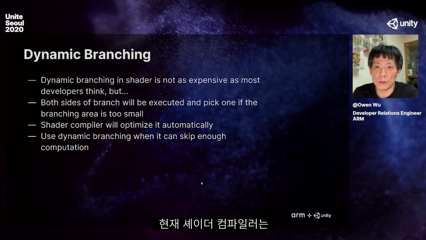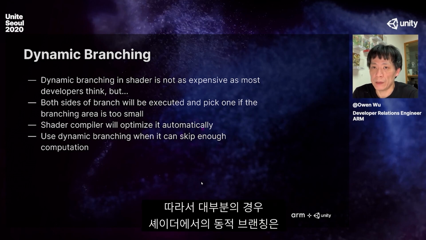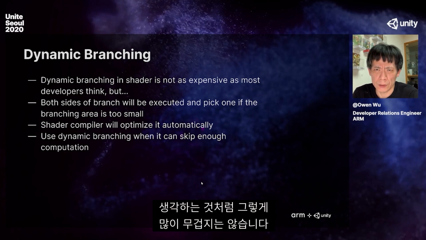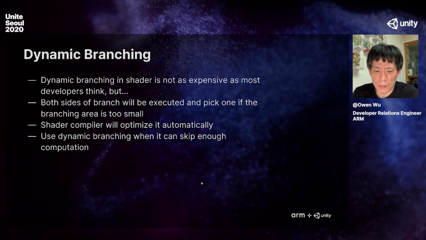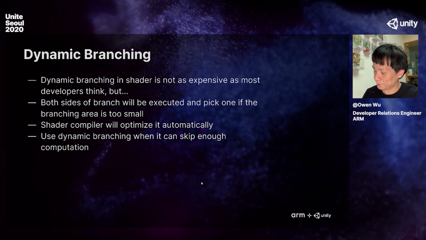And the current shader compiler can optimize the branch automatically for you. So in most situations, a dynamic branch in a shader is not as expensive as you may think. But just make sure when you are using a dynamic branch, you use it to skip enough computations.